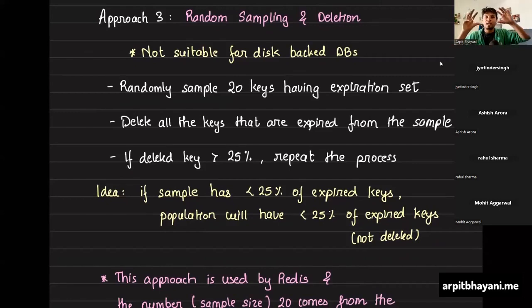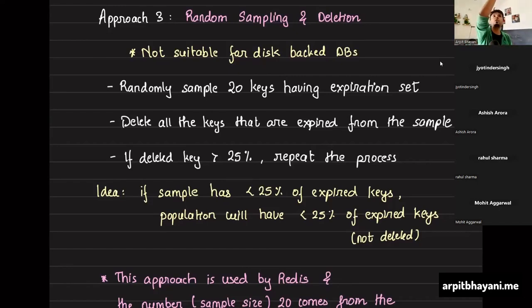This process stops when in my sample of 20, the number of keys that I'm deleting is less than 25%. Which means out of 20, if in one of the iterations I found out that only 3 keys are expired, right? So you delete those 3 keys. And now because it's only 3 keys, which means only 15% of keys were expired, it means that in your population, 15% of keys would be expired but not deleted. And it is okay. So Redis optimizes for speed and not completeness of the system.